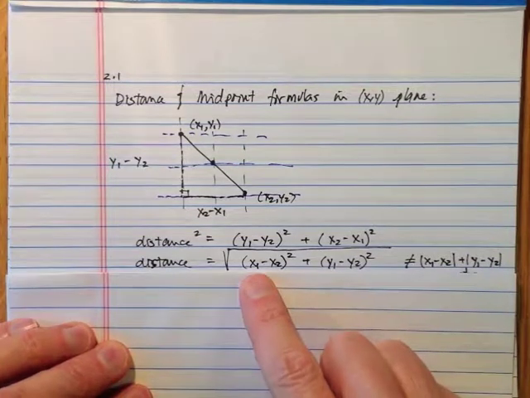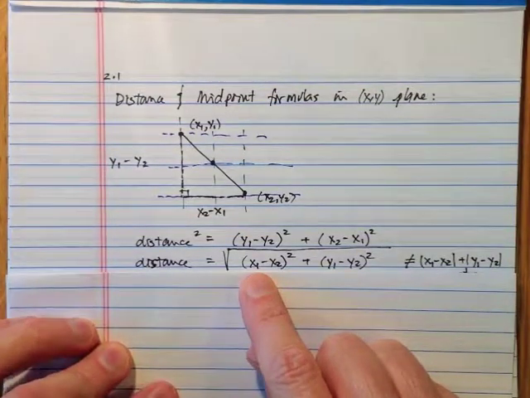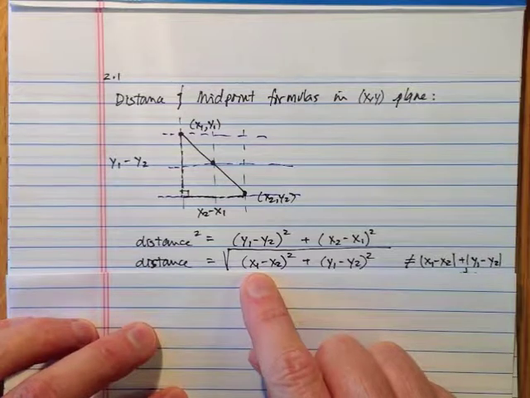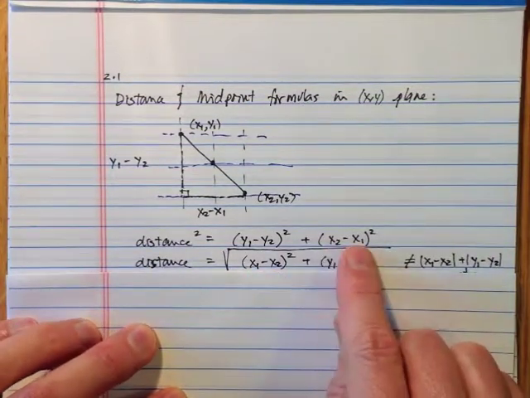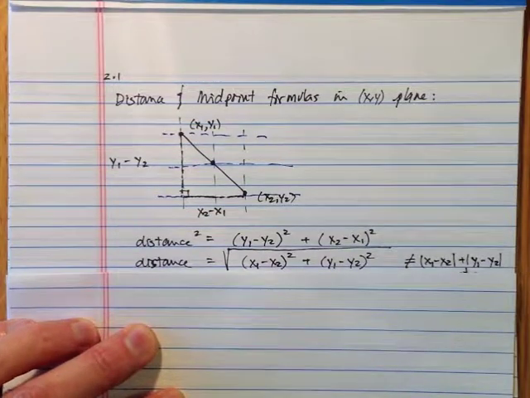Look where I wrote this. I put the x's first. I don't know, I think I should write things alphabetically. That's probably kind of pointless, but I wrote x1 minus x2 here and x2 minus x1 there. Did I make some kind of a mistake?